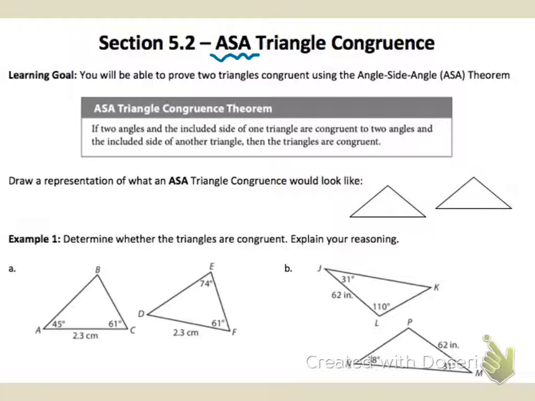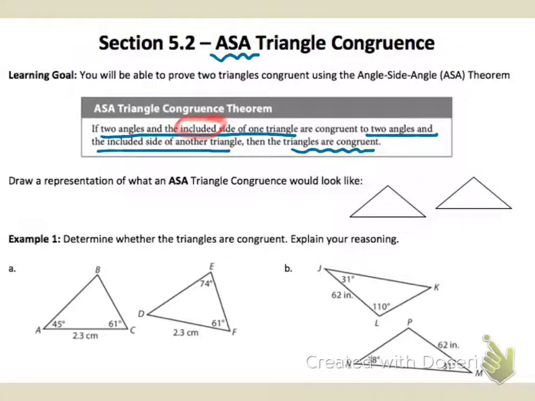So the ASA triangle congruence theorem says if 2 angles and the included side of one triangle, so that included means, again, the side that's between them, are congruent to 2 angles and the included side of another triangle, then the triangles are congruent.